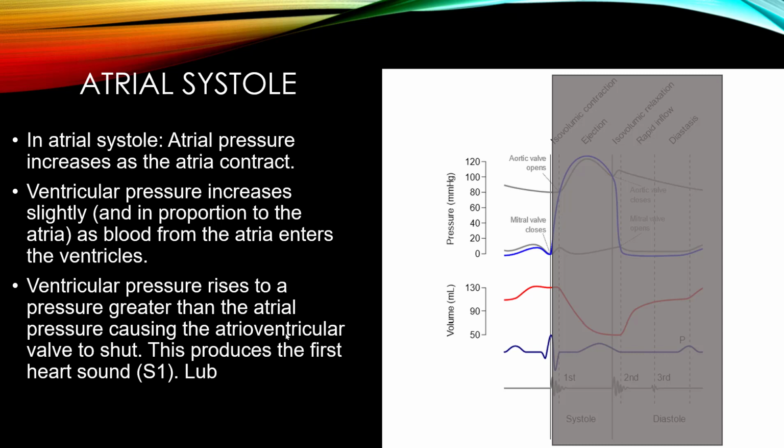Ventricular pressure rises to a pressure greater than the atrial pressure, causing the atrioventricular valve to shut. This produces the first heart sound, which is called S1, or lub. It is a low pitch sound and long in duration. When the pressure in the ventricle rises, it causes closure of the mitral valve, and this produces the first heart sound, which is called the lub.